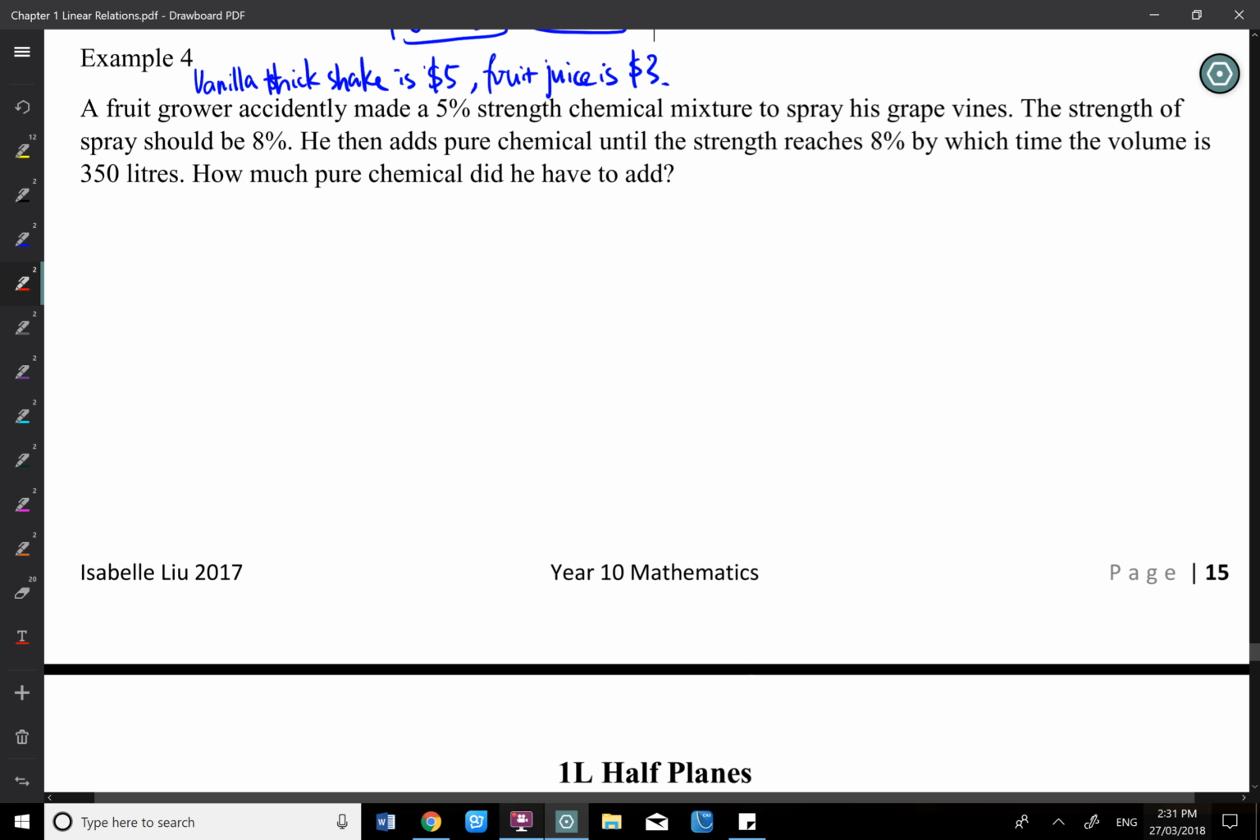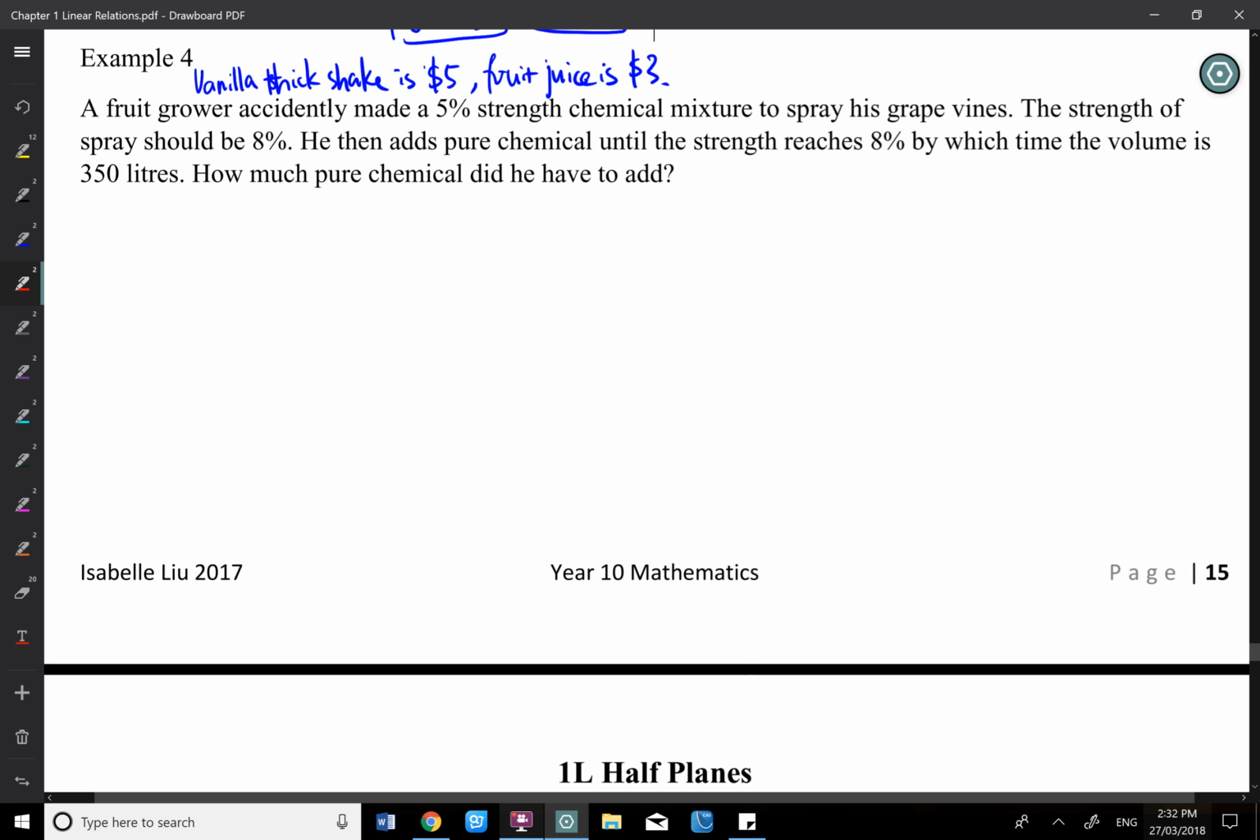Okay, after reading this, it's like a chemistry class. We're trying to do some experiment. Can you tell me, in the mixture, except the pure chemical, what else do we have? What do we mean by strength 5%? 5% of the chemical. So if I have 100 liters, how many liters of chemical do we have? So what's the rest of the 95?